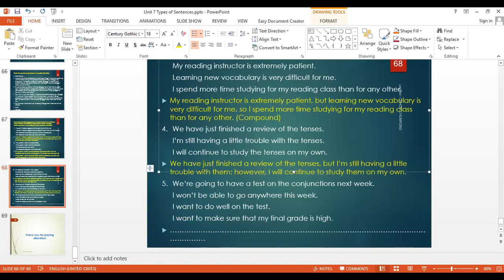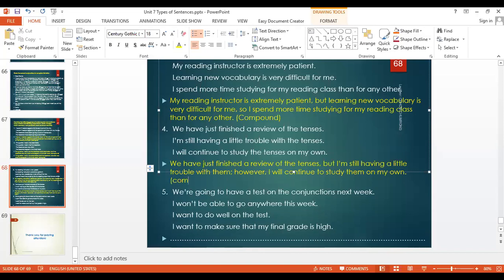Okay. But what sentence is it? What sentence is it? Complex? Okay, compound. It's compound, but not a fanboy. However is a conjunctive adverb, so they are in the compound sentence, okay, but not complex.